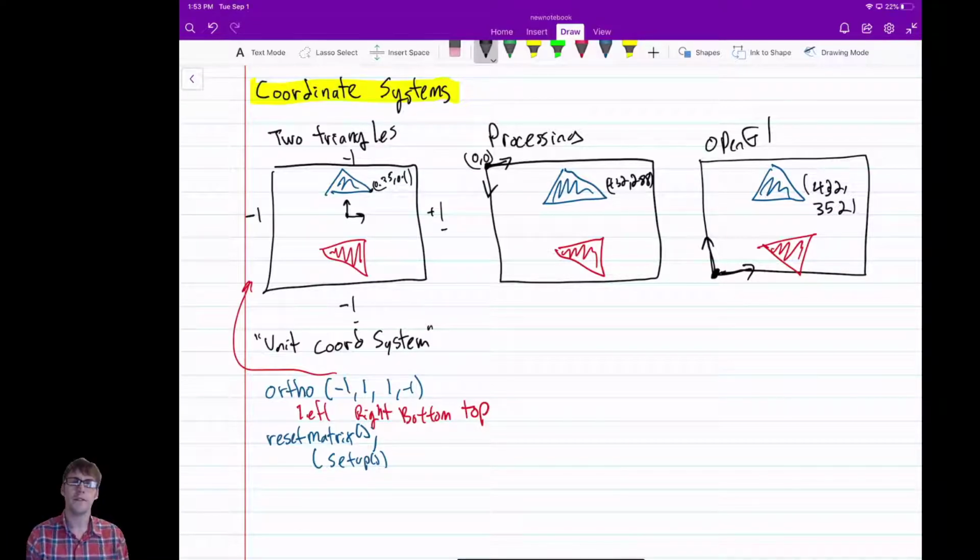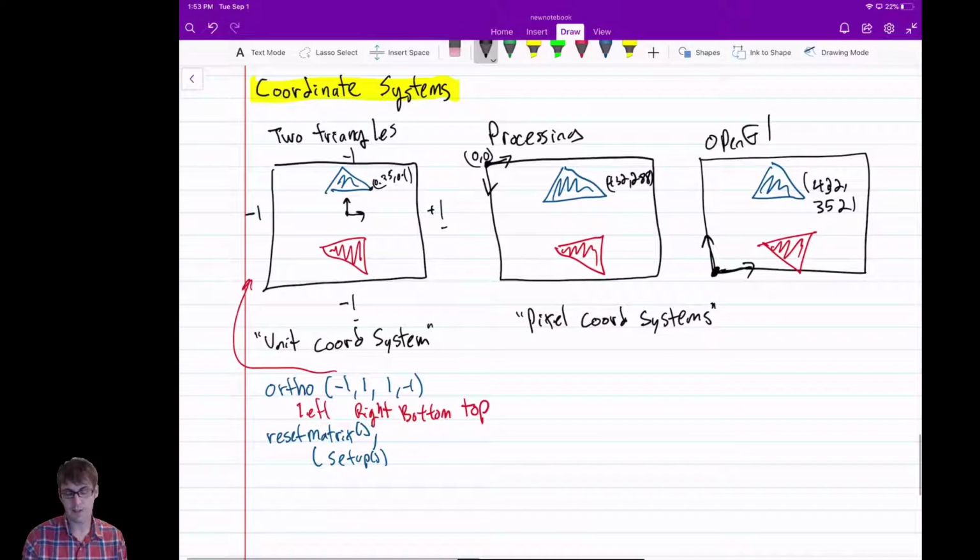This one on the left here is called a unit coordinate system because it goes from -1 to 1, -1 to 1. These Processing and OpenGL ones are more pixel coordinate systems. The reason these are called pixel coordinate systems is because one unit in our space refers to one pixel on the screen. So in both these examples here, I have 640 by 640 as my corner, and this one up here is the opposite corner.